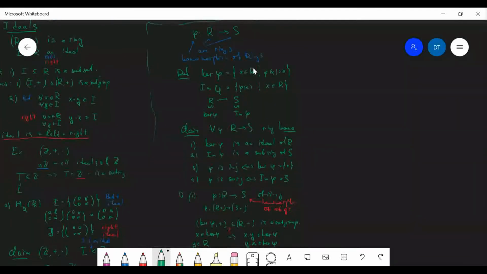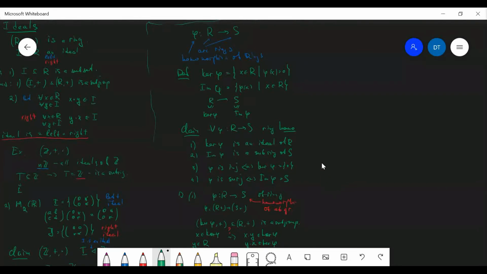Yes. Okay, so now when you have a homomorphism from one ring to another ring, you can define two subsets, one inside R, another inside S. The kernel is a subset inside R. This is the set of elements going to 0 in S. And the image is the set of elements in S coming from R. So these are elements phi(x), where x goes through all the elements of R. And here is a brief picture.